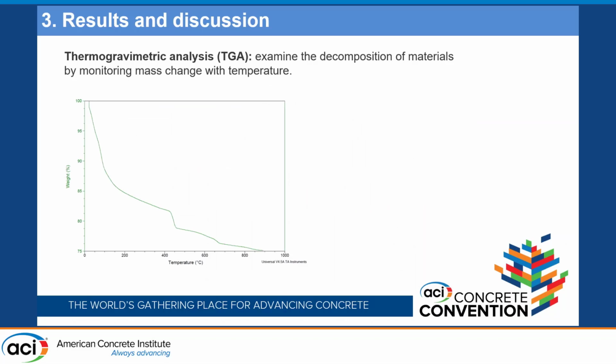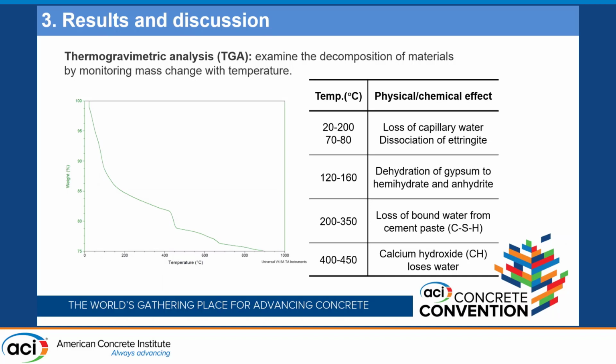And if you look at a typical curve that you will get, as illustrated here, you see progressive loss of mass due to the decomposition of the phases and the driving off of the water. You can see in the table which processes or phases are losing water at the given range of temperatures. So we are losing the capillary water first, then we have dehydration of gypsum, we start losing bound water from CSH, and finally, at 400, we are starting the decomposition of the calcium hydroxide.